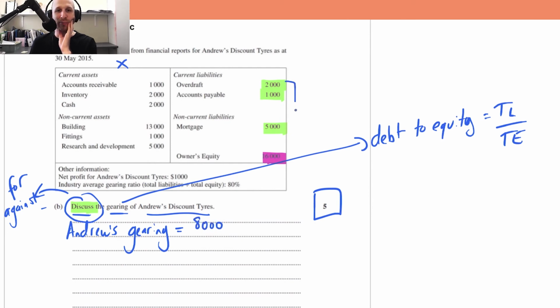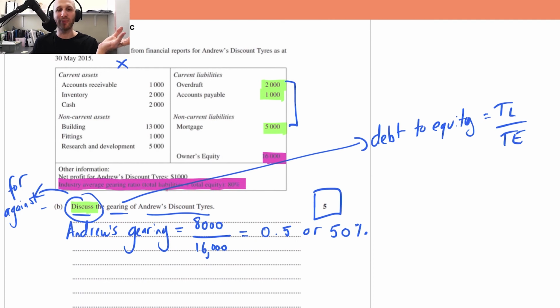because I'm just adding up all of these things, and that is over 16,000. So that is 0.5 or 50%. So if I'm thinking about this situation, how do I know whether this is good, bad, whatever? If I look here, it says the industry average is 80%, and they've helpfully given us the formula there as well.